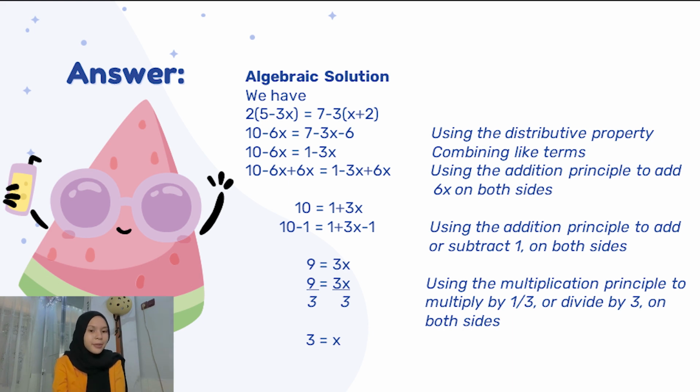Next, 10 equals 1 plus 3x, using the addition principle to subtract 1 on both sides. And then 10 minus 1 equals 3x becomes 9 equals 3x. 9 divided by 3 equals 3x divided by 3, using the multiplication principle to multiply by 1 divided by 3, or divide by 3, on both sides. So 3 is equal to x.